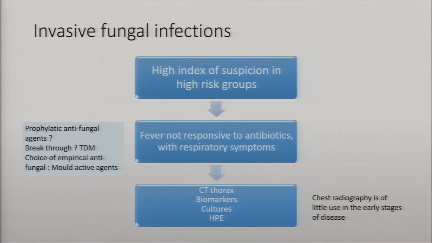So this is a summary of the conditions of this patient. Clearly, this patient is from a high-risk group, with prolonged and profound neutropenia and fever not responding to antibiotics. And of course, while waiting for all the workups, CT thorax, biomarkers, culture, and HPE, we need to start him on some empirical antifungal agent. Which choice really depends on whether this patient has been exposed to antifungal agents. If so, is it a breakthrough infection or just because the TDM is inadequate?